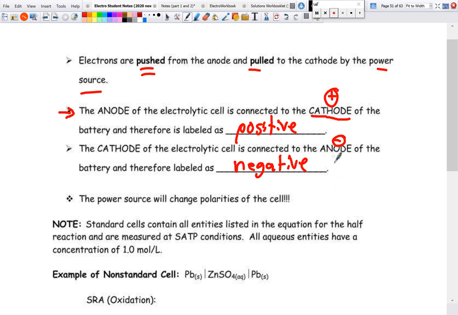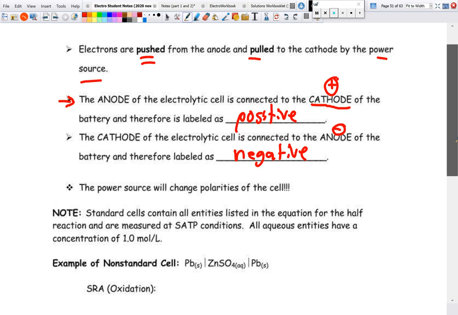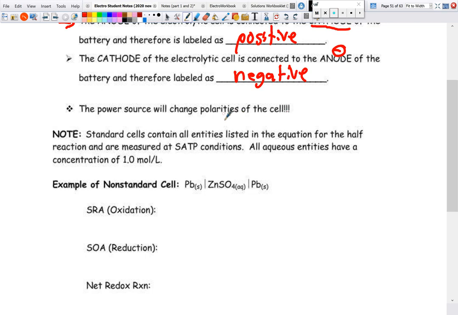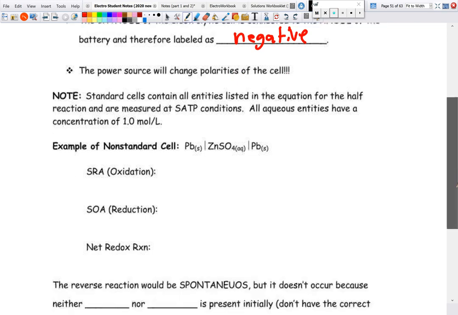Another way to think about it is that if we're trying to reverse the flow, like just thinking about charging a battery, we're trying to kind of reverse the reaction, so we're reversing the polarities of our electrodes. That's another way to think about it, but we're not changing the direction of the electron, so that is something very important to remember. So the power source changes the polarities of the cell, which is fine.